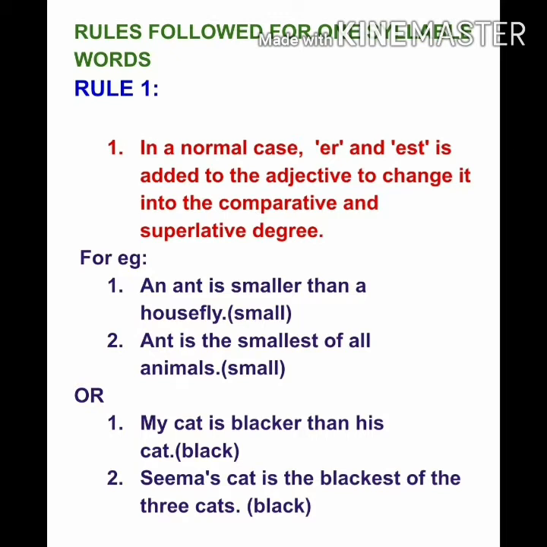But in the next sentence, Seema's cat is the blackest of all the three cats. Here again, the adjective is black. EST is added to it to take it to the superlative degree because Seema's cat is compared with the rest of the cats.